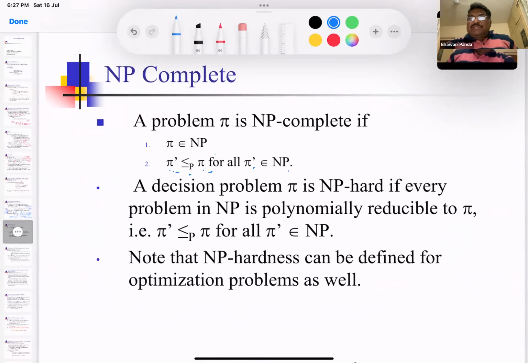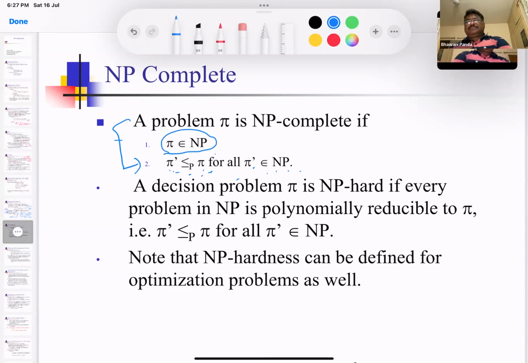For example, a decision problem is NP hard if you are not able to show the first property, that pi belongs to NP, but you show only the second property: every problem in NP is polynomially reducible to pi. Then pi will be NP hard.